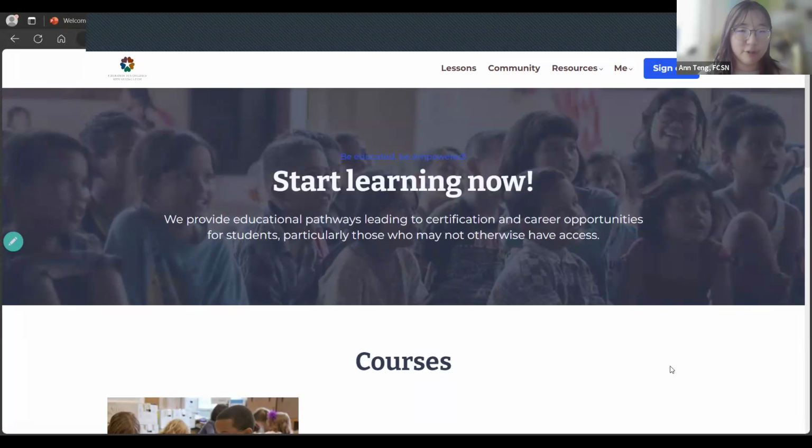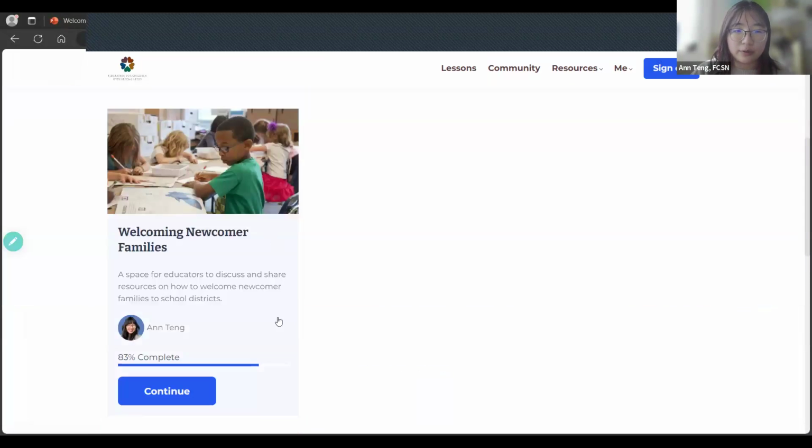It's going to be a lot of information to go through because this is a new system for everybody. But this LMS has been immensely helpful for FCSN in general in terms of how we structure our systems. So this is a space where we're going to be going through this course in particular, Welcoming Newcomer Families.